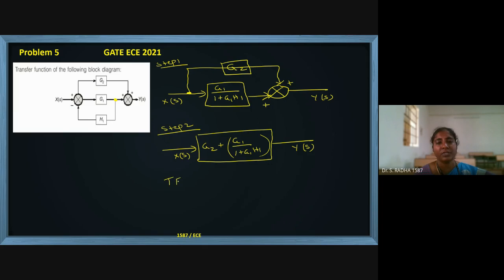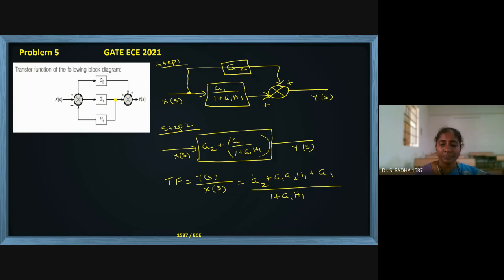Now the transfer function is nothing but Y of S by X of S, and the addition is G2 plus G1 by 1 plus G1 H1. If you want, you can also make the LCM: G2 plus G1 G2 H1 plus G1, divided by 1 plus G1 H1. I have just simplified whatever is present inside the box. This is the same step 2 only, you need not write it as step 3. This is the final answer.